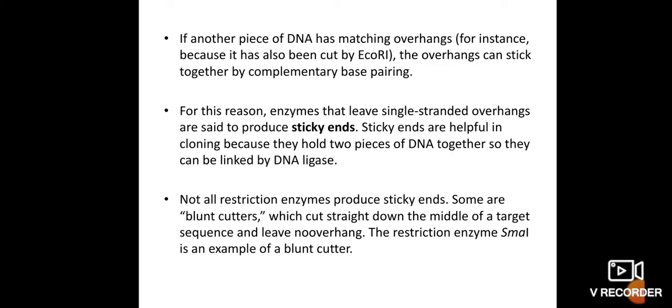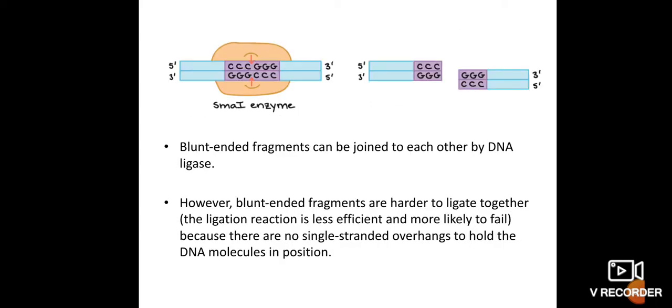Not all restriction enzymes produce sticky ends. Some are blunt cutters, which cut straight down the middle of a target sequence and leave no overhang. The restriction enzyme SmaI is an example of a blunt cutter. So here is the picture of the SmaI enzyme. This is the restriction site which it recognizes, CCCGGG, GGGCCC, and it cuts in between C and G, directly straight with no overhangs. So it is a blunt cutter.